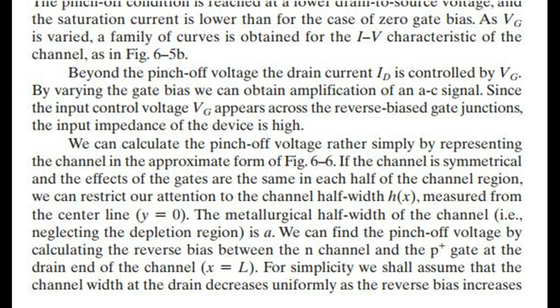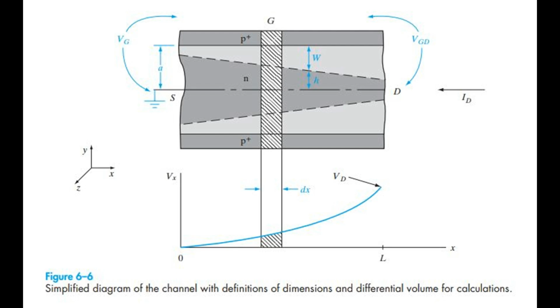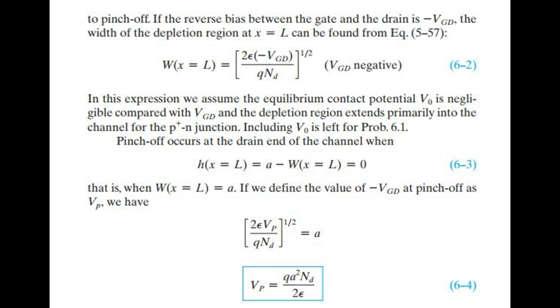For simplicity we shall assume that the channel width at the drain decreases uniformly as the reverse bias increases to pinch-off. Figure 6.6. Simplified diagram of the channel with definitions of dimensions and differential volume for calculations. If the reverse bias between the gate and the drain is VGD, the width of the depletion region at x equals L can be found from Eq 6.2. In this expression we assume the equilibrium contact potential V0 is negligible compared with VGD and the depletion region extends primarily into the channel for the P+N junction. Including V0 is left for Prob 6.1.